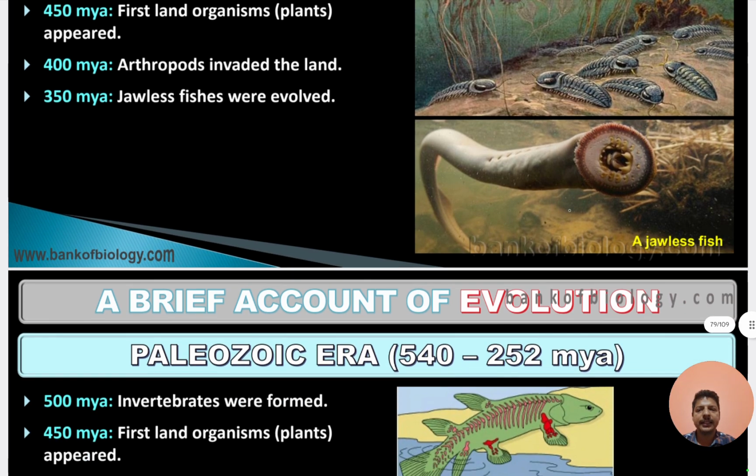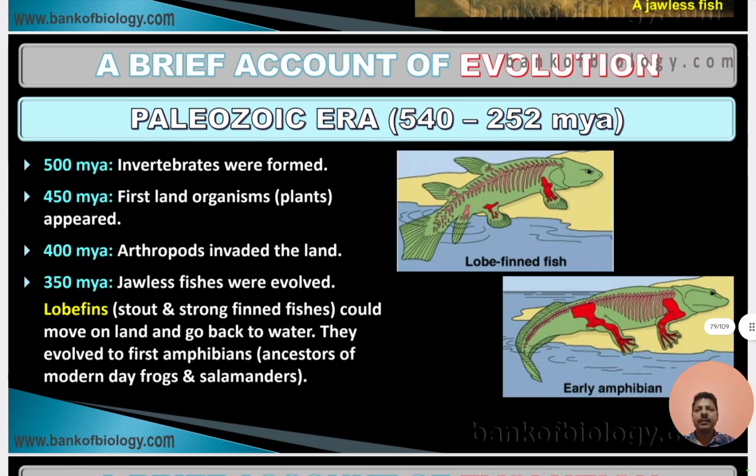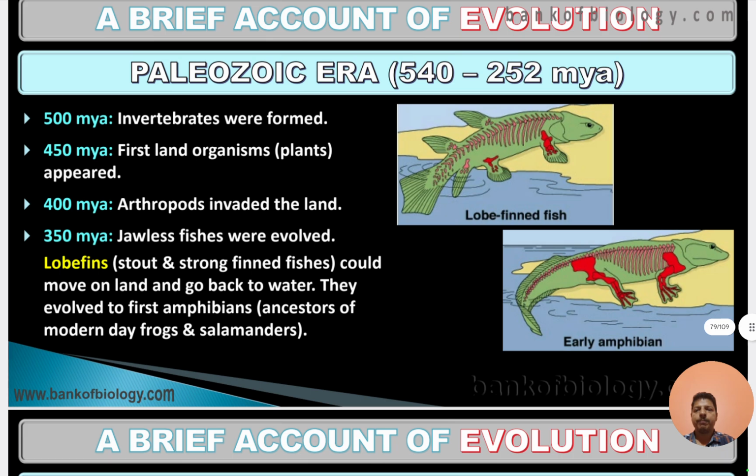Jawless fishes. See the diagram. Then lobefins. Lobefins, which are stout and strong-finned fishes, could move on land and go back to water. They evolved into the first amphibians, ancestors of the modern-day frog and salamander. Here you can see lobe-finned fish and early amphibians. See the similarities.